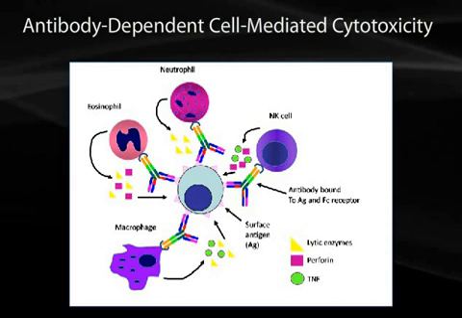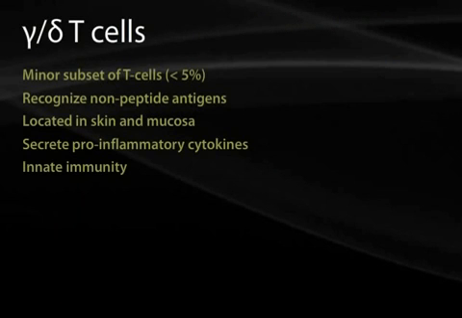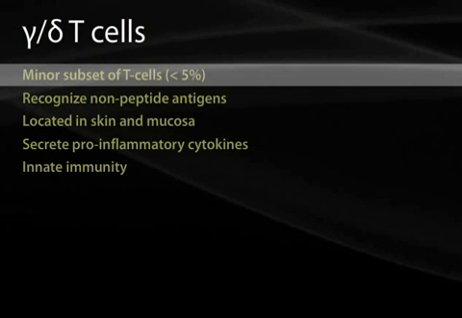So that's why it's antibody dependent, because the antibodies are binding to the target cell, but it's cell mediated because the cells that are actually destroying are not B cells and they're not antibodies, but these granulocytes, which, through stimulation of the Fc receptors, will degranulate and destroy the target cell. Hence, antibody-dependent, cell-mediated cytotoxicity. Another cell to mention, a minor subset of T cells, are called gamma delta T cells.